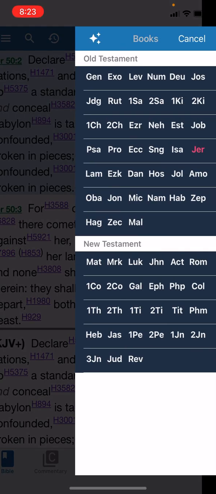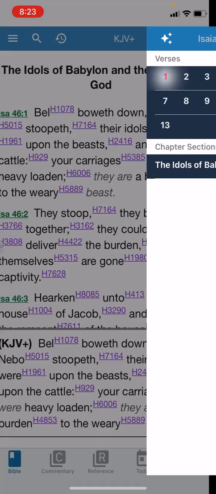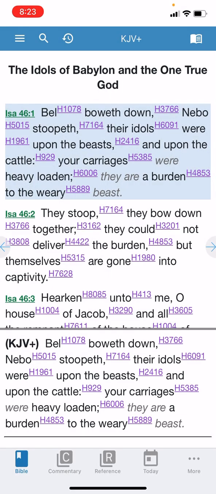Let's see Isaiah 46, right? Verse 1. What does it say? Bel boweth down. Nebo, right? Who is Nebo? That's Bel's son, Nabu. Okay? Nabu is the god of scribes, right? Whom I believe is the specific Lucifer in Isaiah 14, but we'll get to that in another video. Nebo stoopeth their idols were upon the beasts and upon the cattle. Your carriages were heavy loaden. They are a burden to the weary beast.